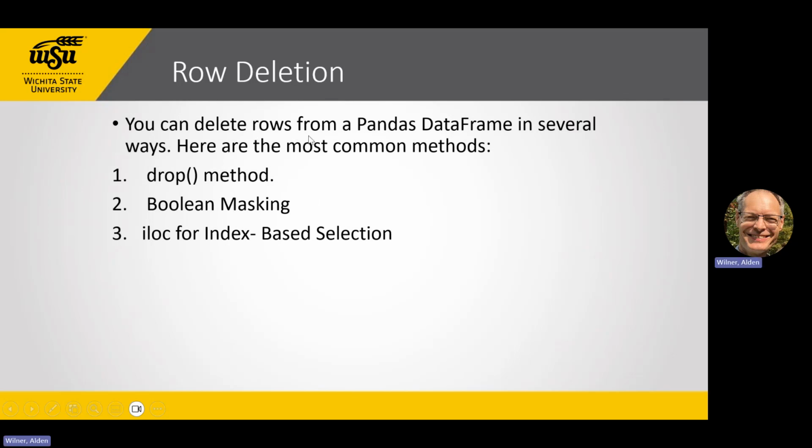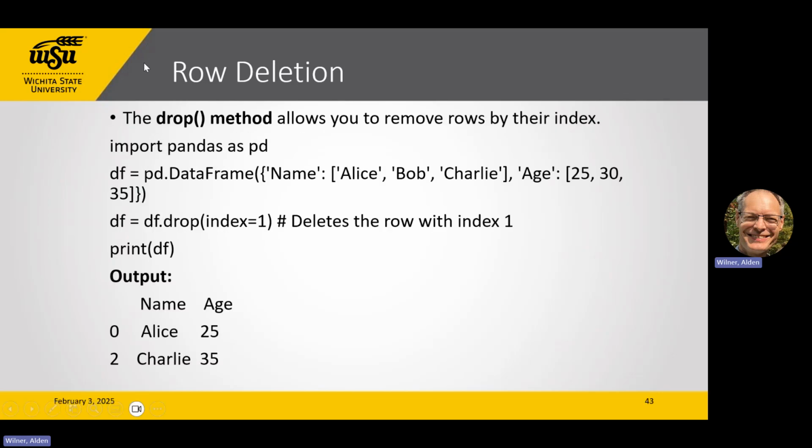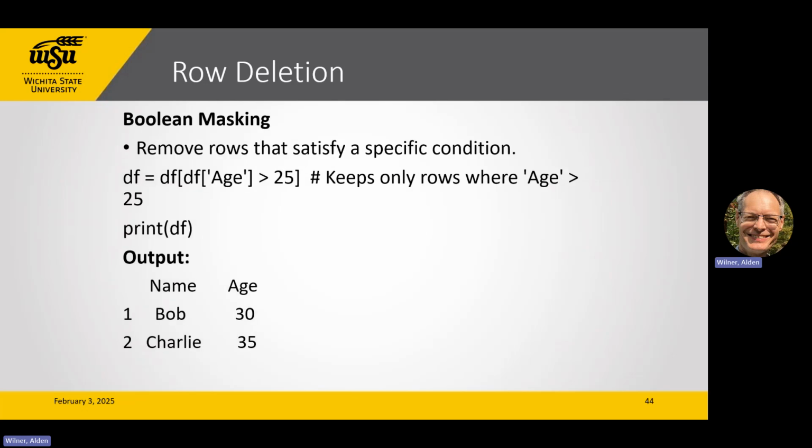We can also do row deletion using the drop method, using Boolean masking, and using iloc for index-based selection. So what does this mean? The drop method says drop index equals 1, and it will find 0, 1, 2, so it'll drop the Bob row, right? Boolean masking says remove the rows that satisfy a specific condition, or in this case, keep the rows that satisfy a specific condition. So here I'm making a copy. df equals df. I'm actually taking it out of there. I'm reassigning it back to itself, right?